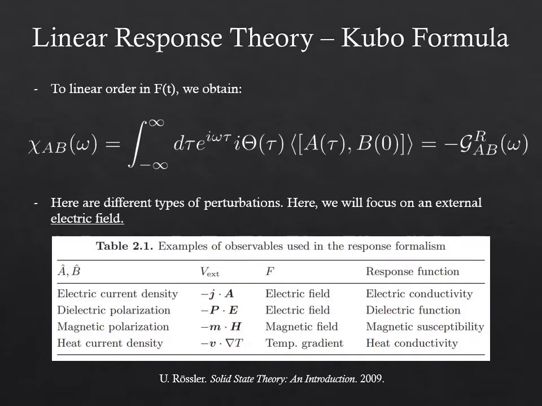And we see that this response function has this specific form for arbitrary operators A and B that I used before. And this is exactly the form of a Fourier transform in time of a retarded Green's function in this formula.